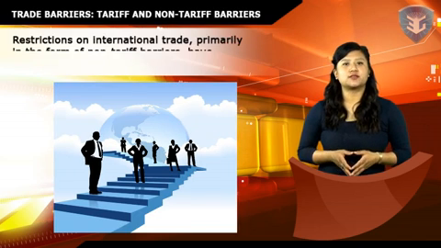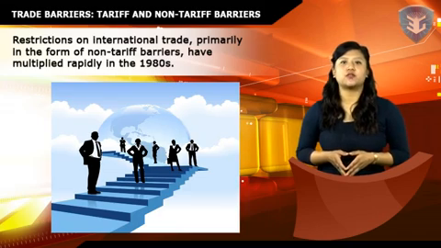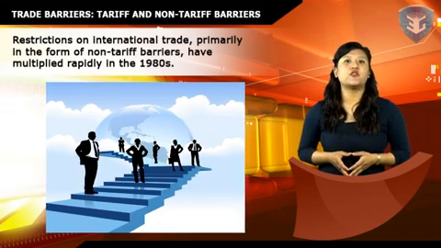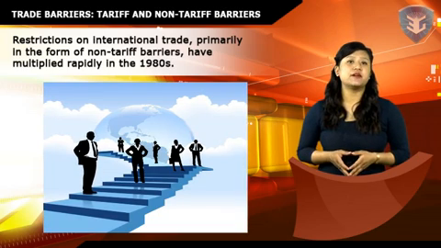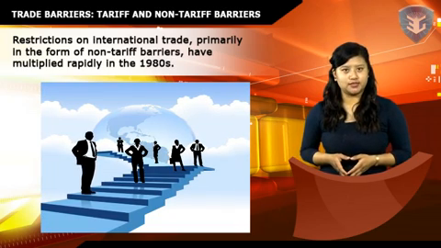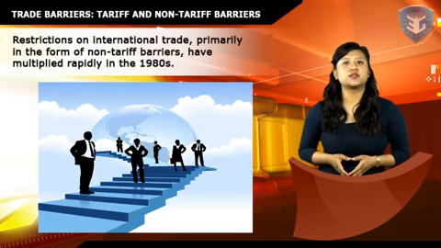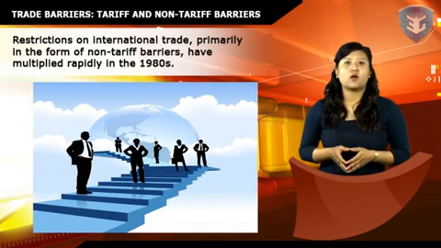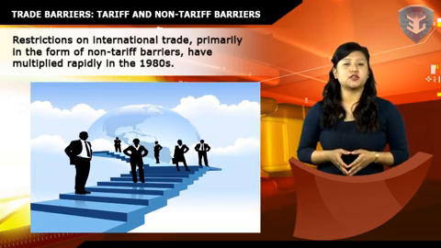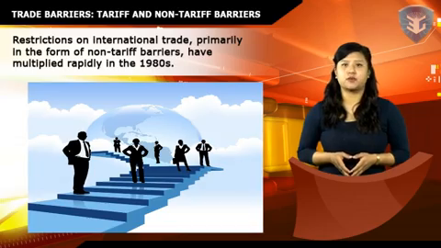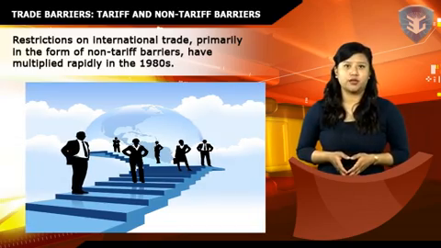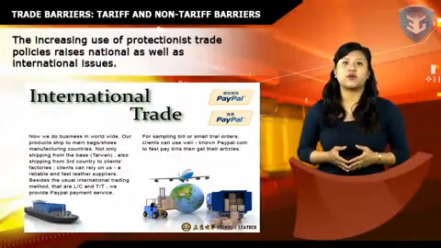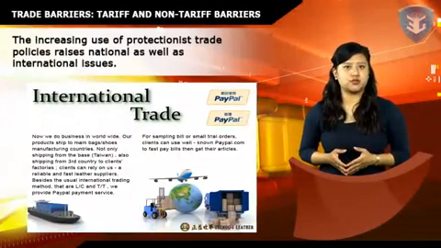Let's start with the concept of trade barriers, tariff and non-tariff barriers. Restrictions on international trade, primarily in the form of non-tariff barriers, have multiplied rapidly in the 1980s. For example, Japan began restricting automobile exports to the United States in 1981. One year later, the US government, as part of its ongoing intervention in the sugar market, imposed quotas on sugar imports. The increasing use of protectionist trade policies raises national as well as international issues.